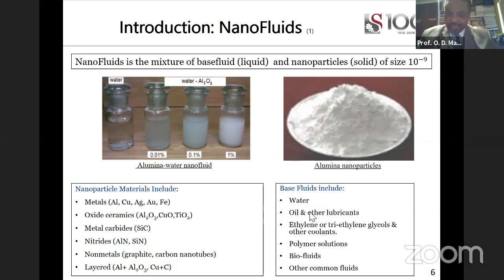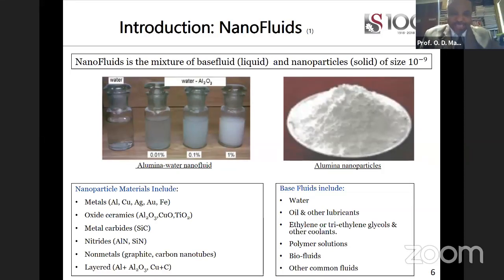When you put a fluid or a liquid on the surface, it will take out the heat. But the problem is that liquid can flow, but the thermal conductivity of liquid or fluid is very, very low compared to solid. Solids like metals, oxides, ceramics, metallic carbides, nitrides, non-metallic carbides like graphite, carbon nanotube, and so on. All these materials have high thermal conductivity.